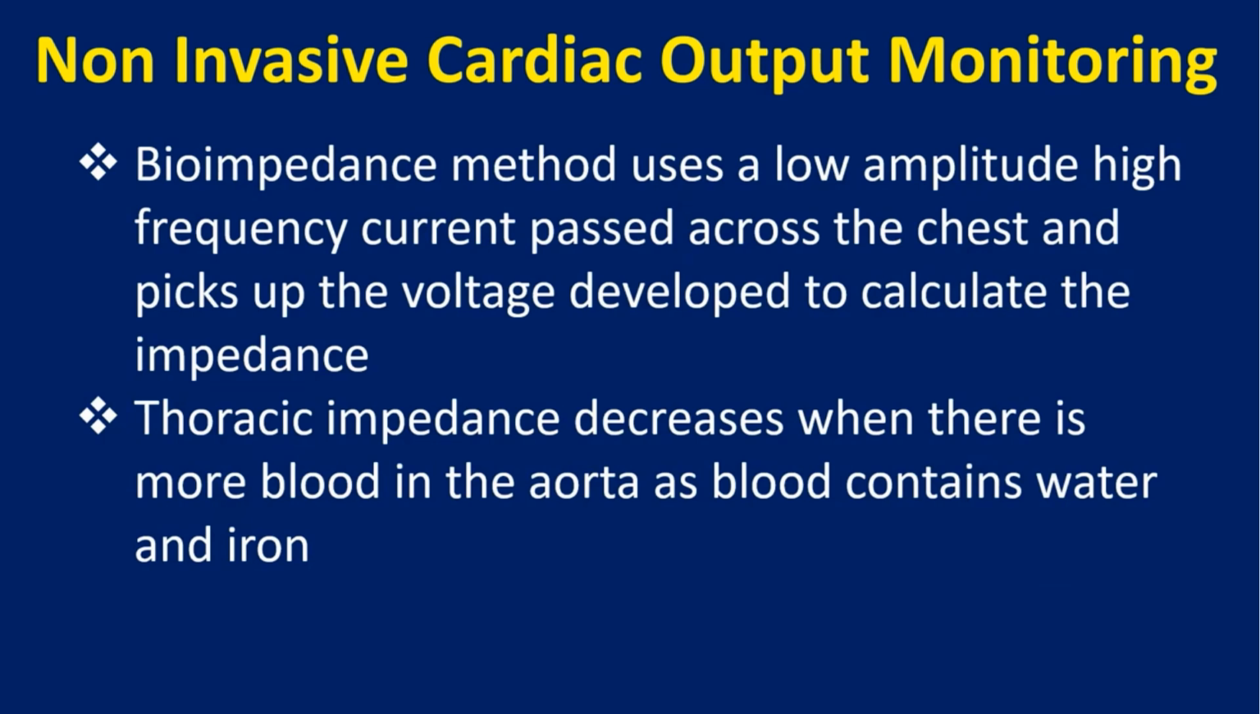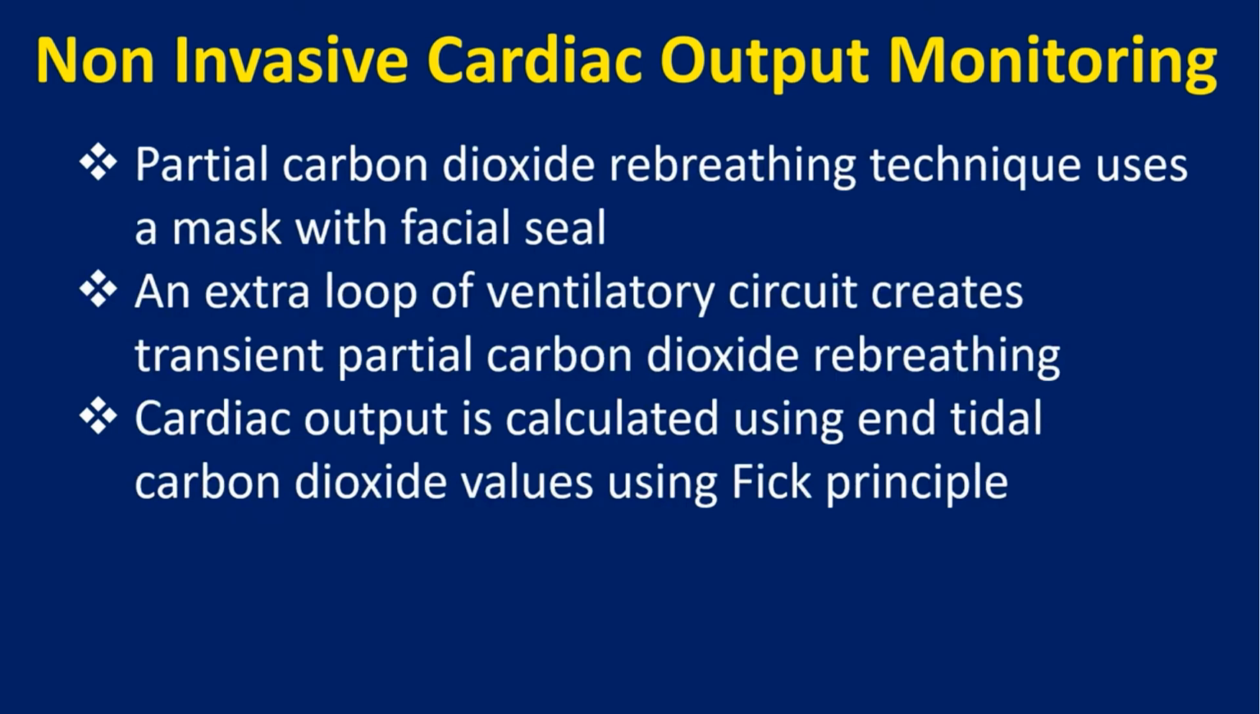Bioimpedance method uses a low amplitude, high frequency current passed across the chest and picks up the voltage developed to calculate the impedance. Thoracic impedance decreases when there is more blood in the aorta as blood contains water and iron. Partial carbon dioxide rebreathing technique uses a mask with facial seal. An extra loop of ventilatory circuit creates partial carbon dioxide rebreathing. Cardiac output is calculated using end-tidal carbon dioxide values using Fick's principle.